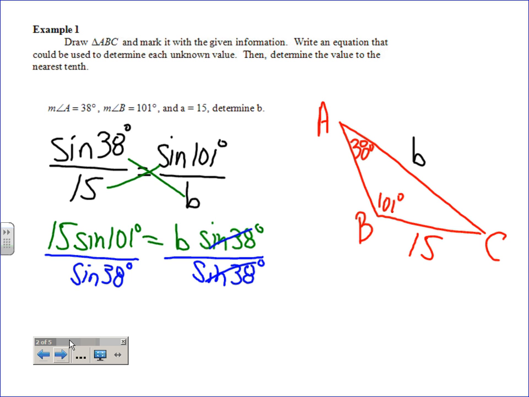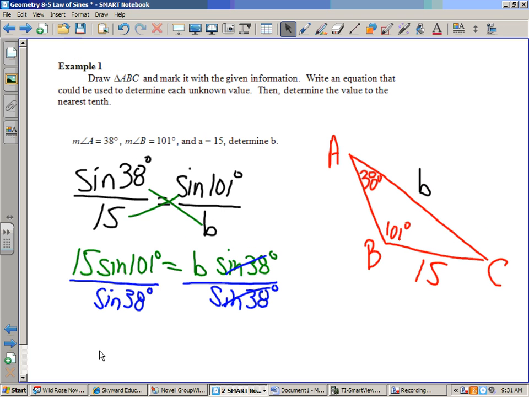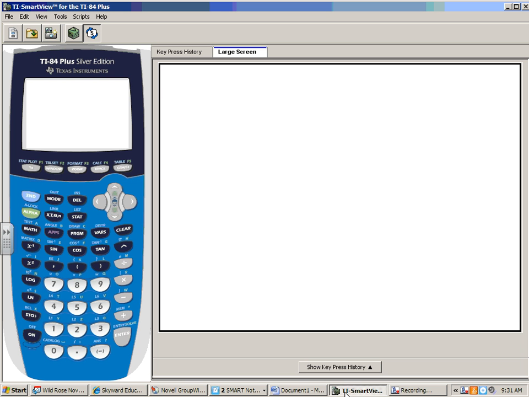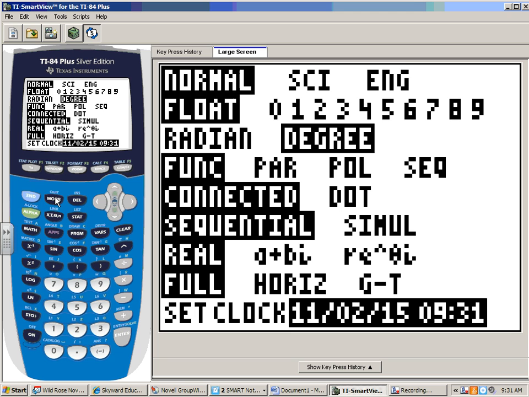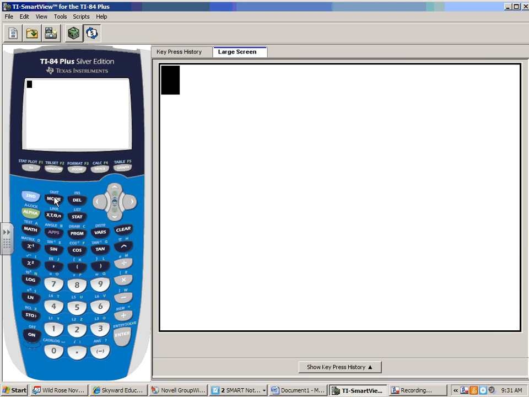And of course, what mode should you be in? Degrees, most definitely. So you might want to check that. So I'm going to check that before I go too far. Mode. Oh, I'm in degrees. All right. Because otherwise I would get a really wrong answer. So here we go. 15.